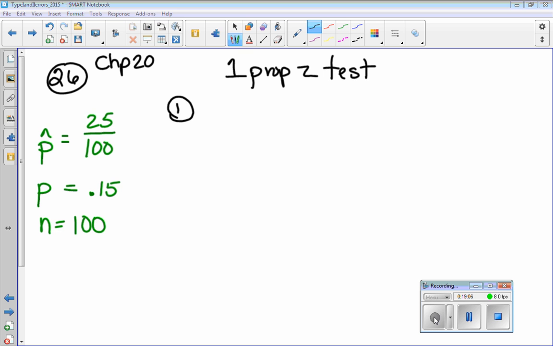So step 1 is to do our H0 and our Ha. They're always written according to which one, P or P hat, Jordan? So it's going to be P equals what? 0.15. And what is the context of that?